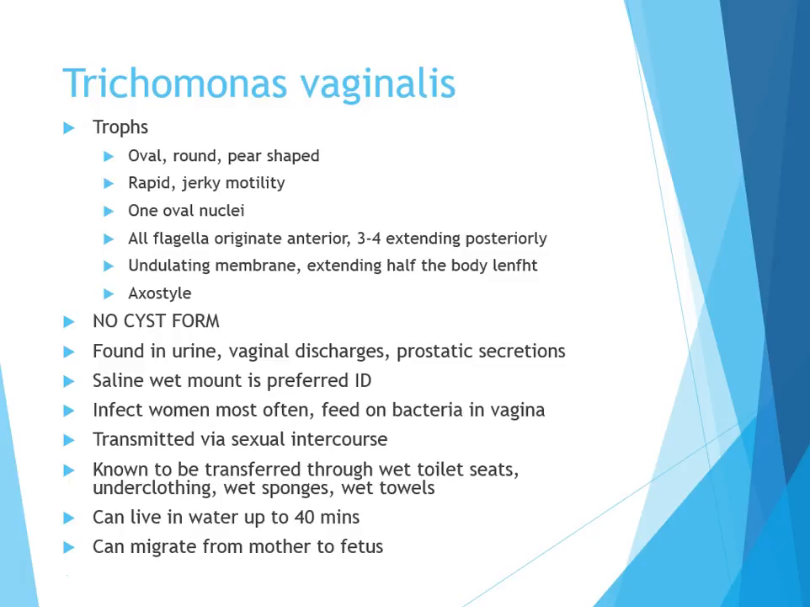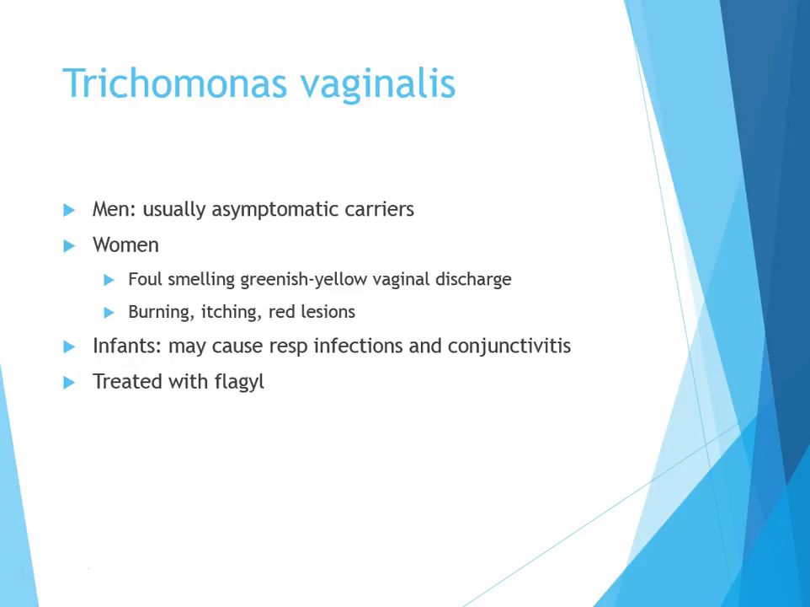The best specimen is vaginal discharge, and you add saline and look at it under the microscope, and you can see the motility really easy. It usually infects women. They feed on bacteria in the vagina. It's transmitted by sexual contact. It's also been known to be transferred through wet toilet seats, underclothing that's wet, wet sponges, wet towels. It can live in water for up to 40 minutes. It can also migrate from mother to fetus.